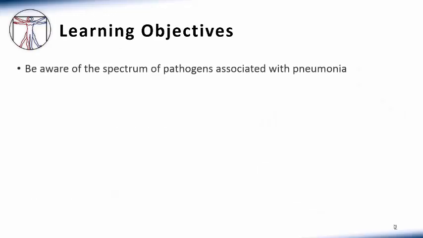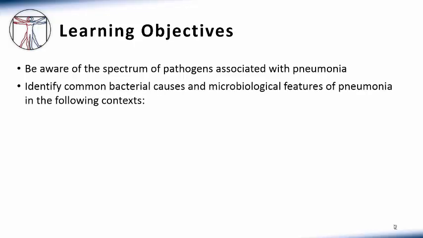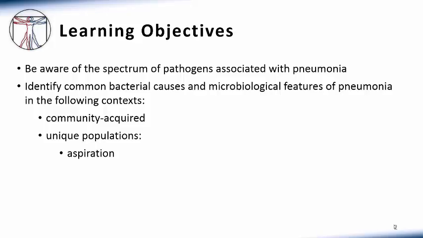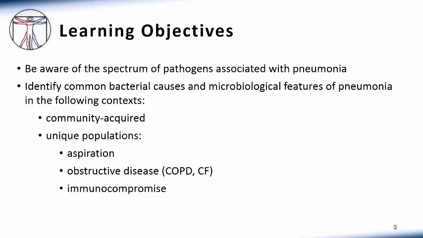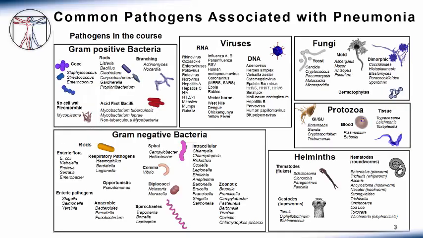So our learning objectives will be first to be aware of the spectrum of pathogens associated with various pneumonia syndromes, and to identify some common bacterial causes and microbiological features of these agents in the following contexts. First, the agents of community-acquired pneumonia syndromes, as well as unique populations at risk for pneumonias, including those with aspiration potential, those with underlying lung disease such as cystic fibrosis or chronic obstructive pulmonary disease, patients with various immunocompromising disorders, as well as pneumonia in hospitalized patients.